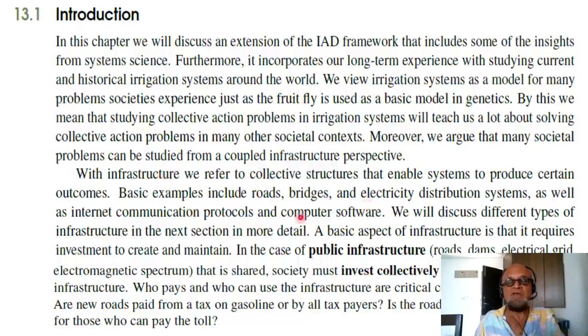With infrastructure, we refer to collective structures that enable systems to produce certain outcomes. So each component cannot produce it, or if you build a road, it's just a road. But if people use it for transporting themselves or transporting goods and traveling and so on, then it's a part of the system, right, of the transportation network. Basic examples include roads, bridges, and electricity distribution systems, as well as internet communication protocols and computer software.